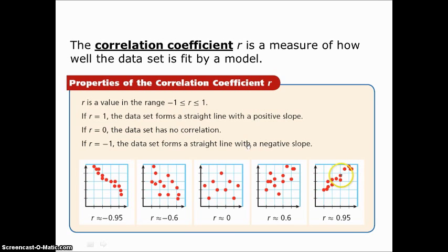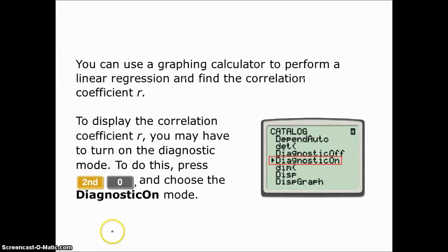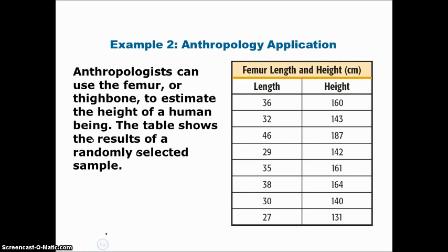Now what we're going to do is learn how to use the calculators in class the next day, and how to use this R to help us understand the scatter plots better. So tomorrow in class I'm going to teach you how to use the graphing calculator to perform linear regression and to find this correlation coefficient. For now, we're just going to look at this example with an anthropology application.